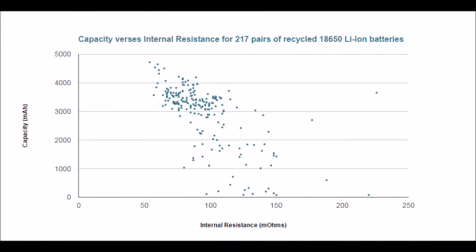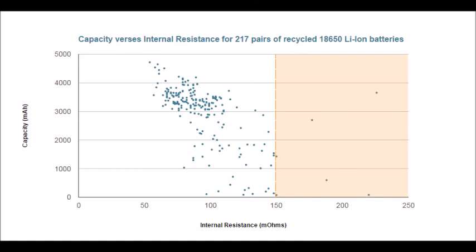Here we go. This is a chart of 217 pairs of recycled 18650 lithium batteries that I pulled out of laptops from an IT recycler and plotted the internal resistance versus the capacity. I'm thinking of making an arbitrary cutoff of 150 milliohms. Anything higher than that, I'll discard, which in the case of this chart is not very many cells at all.